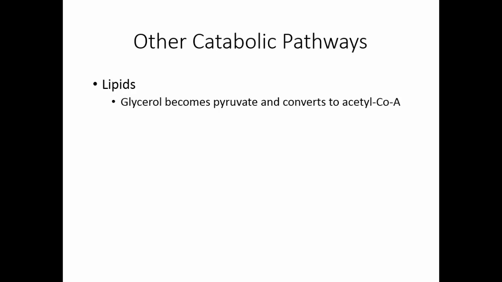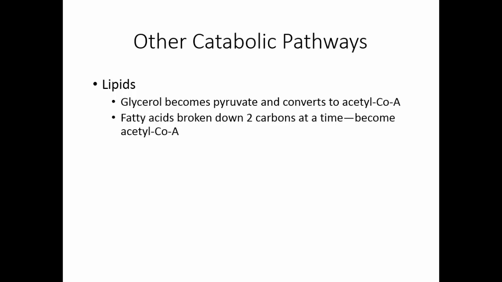Other catabolic pathways include the way we break down lipids. Lipids, you'll remember, are glycerol and 3 fatty acids. Well, glycerol is a 3-carbon molecule, so it's broken off and becomes pyruvate, converts to acetyl-CoA, and goes through the Krebs cycle. The fatty acids can be broken down 2 carbons at a time. They can become acetyl-CoA and enter the Krebs cycle that way. All of the molecules end up entering the Krebs cycle fairly early on.